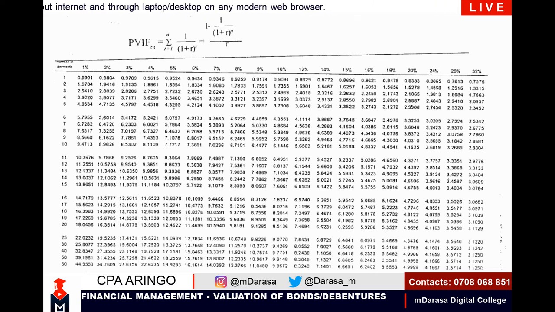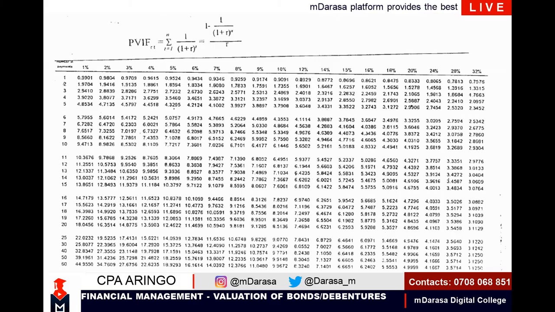We are talking of how many years, my good students? You are talking of 10 years. So from that 18, just go downwards to where it is intersecting with period 10. In our case, you can clearly see 18%, 10 years, we are having 4.4941. So that is our factor using present value interest factor annuity. That is our annuity table.